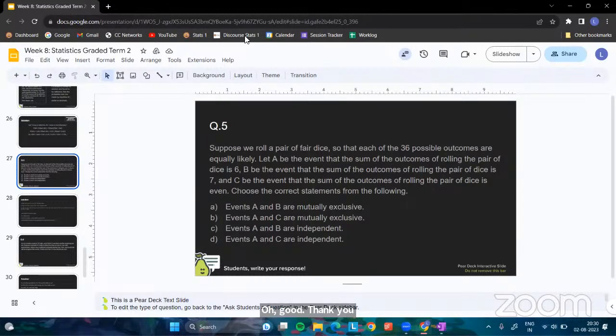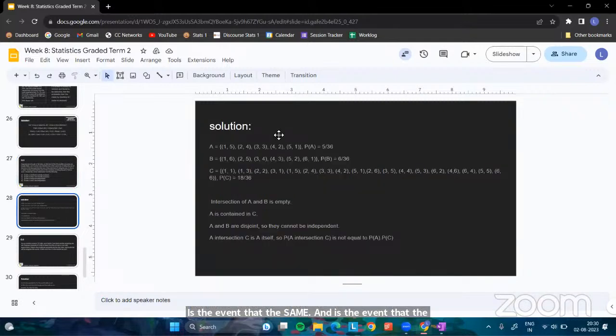So we'll discuss this question now. A is the event that the sum is 6, B is the event that the sum is 7, and C is the event that the sum is even. So we'll just look at the solution here. A can be done in these many ways, B can be done in these many ways, and C is all of these. So are A and B mutually exclusive?